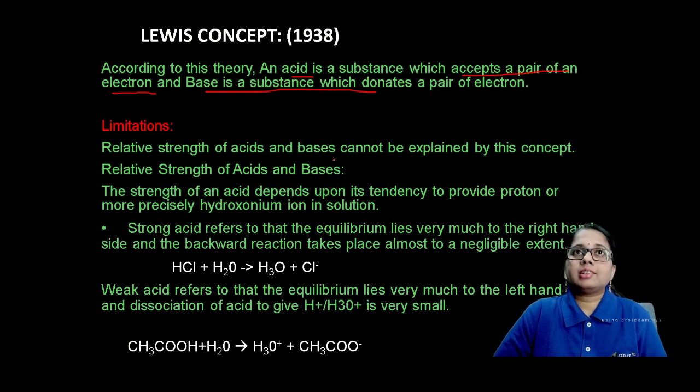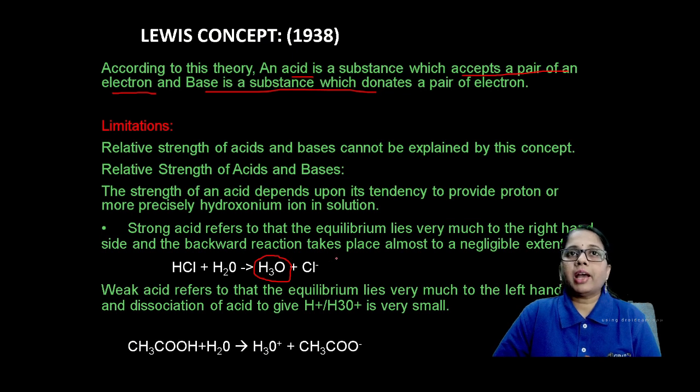Relative strength of acids and bases cannot be explained by this concept. Actually, the strength of an acid depends upon its tendency to provide the proton, or more precisely the hydronium ion, that means H3O plus. A strong acid refers to an equilibrium which lies very much to the right hand side, so you are going to see H3O plus, and the backward reaction takes place almost to a negligible extent.